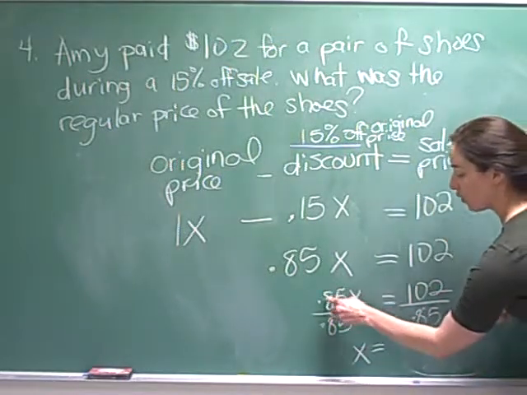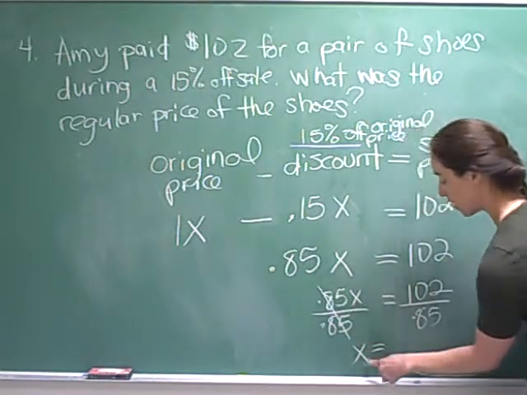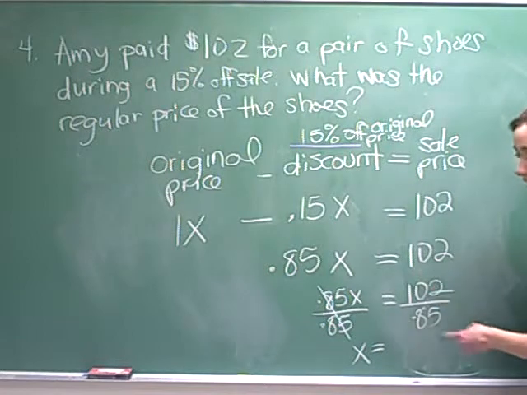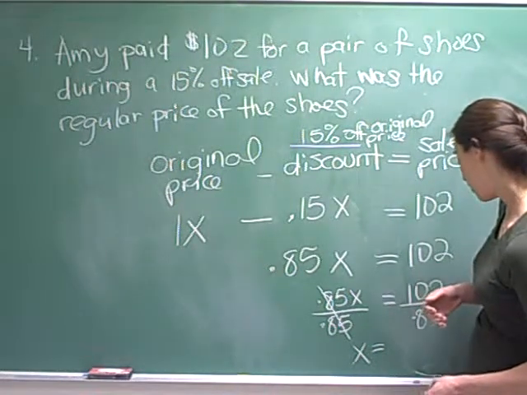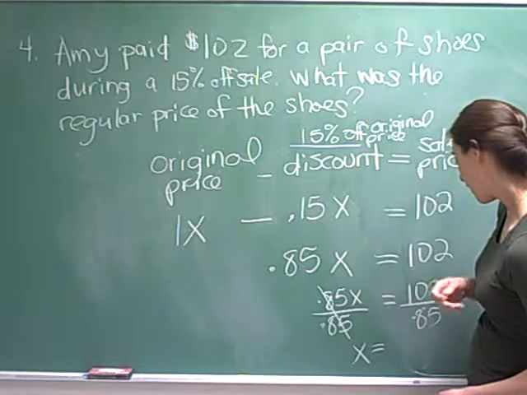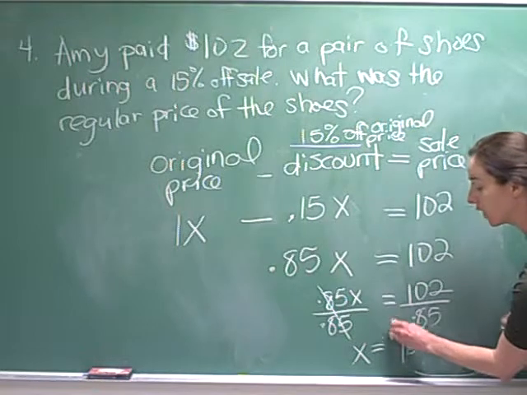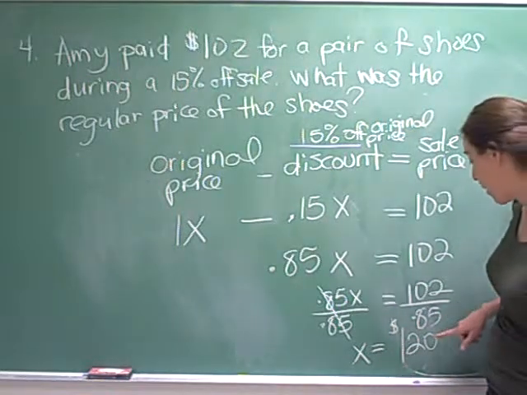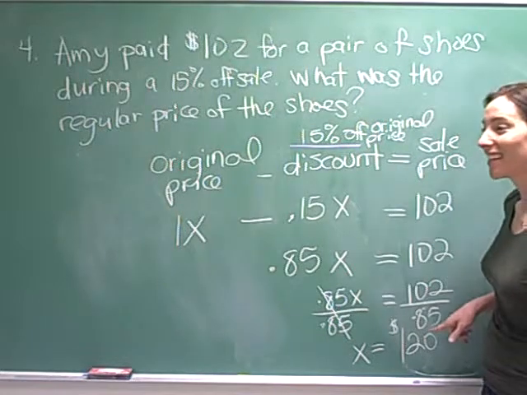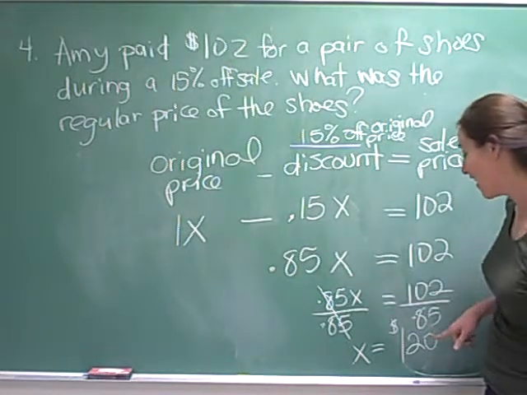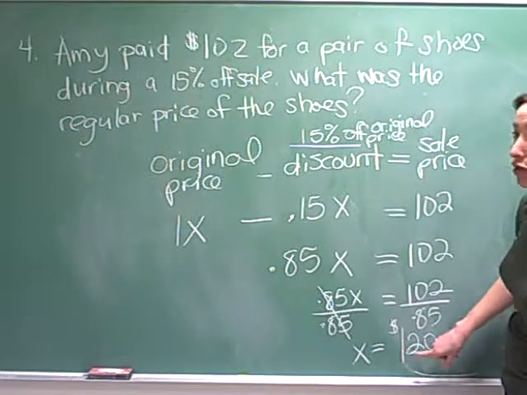Okay, so any number divided by itself, except for 0, divides to 1, so I'm left with 1x over here. And when I divide that, I did not bring my calculator, so I'm going to say 120-ish. Okay, don't quote me on that, but I'm going to guess that's going to be 120. It is. It is? I have it confirmed. It is 120. Awesome. So this X is representing my original cost for the shoes.